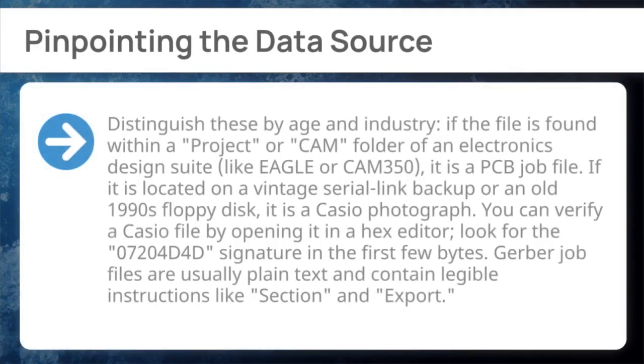First, pinpointing the data source. Distinguish these by age and industry. If the file is found within a project or CAM folder of an electronics design suite, like Eagle or CAM350, it is a PCB job file. If it is located on a vintage serial link backup or an old 1990s floppy disk, it is a Casio photograph. You can verify a Casio file by opening it in a hex editor. Look for the 07204D4D signature in the first few bytes. Gerber job files are usually plain text and contain legible instructions like section and export.